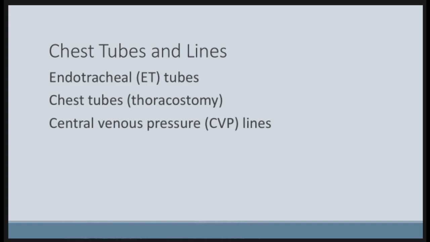All right, chest tubes and lines: endotracheal tubes, chest tubes, and central venous pressure lines. As techs, it's important that we know where these tubes and lines should be seen on our images, as well as making sure you've penetrated the area appropriately to see the lines and tubes. The tubes have some amount of radiopacity so that they're visible on the images.